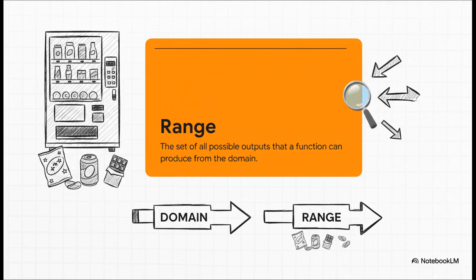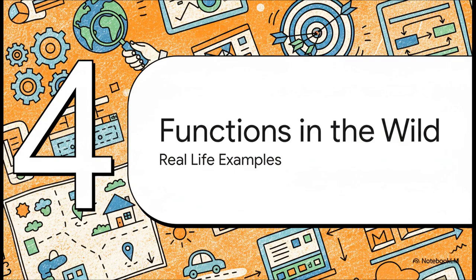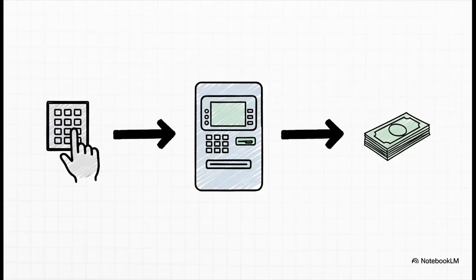Simple as that. Okay, theory is one thing, but let's go find these things in the wild. This is where it really starts to click, I think. We're going to do a quick fire round of examples to see if we can tell the difference. First example, an ATM. This is a total function. You ask for $100, the machine gives you $100. One input, one specific output. It's not going to randomly give you 80 or 120. It's predictable. It's reliable. That's a function.